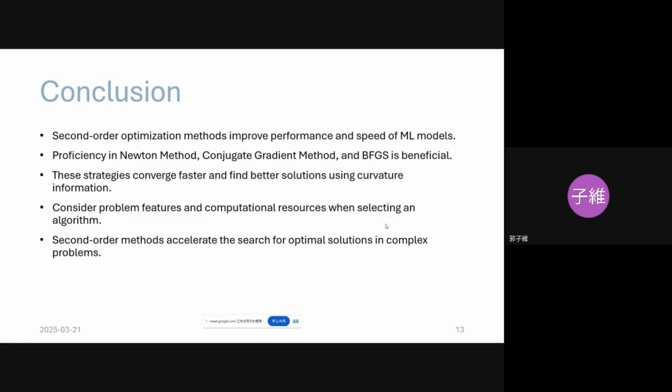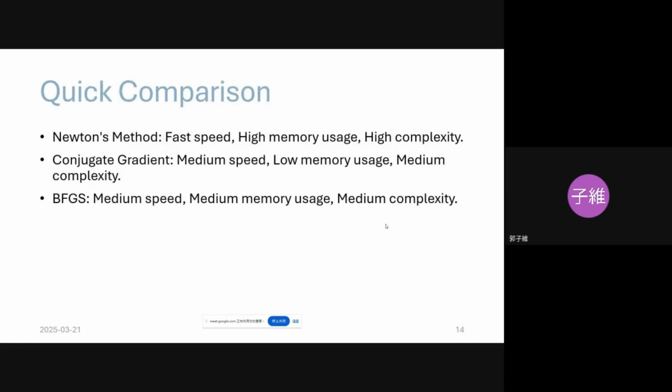All in all, the second order methods accelerate the search for optimal solutions in more complex problems than first order ones. Okay, so here's the quick comparison of the three methods today. Newton's method is fast speed, high memory usage, but the complexity is also high. While the conjugate gradient is medium speed, low memory usage, and medium complexity. And the quasi-Newton or BFGS is medium speed, medium memory usage, and medium complexity.